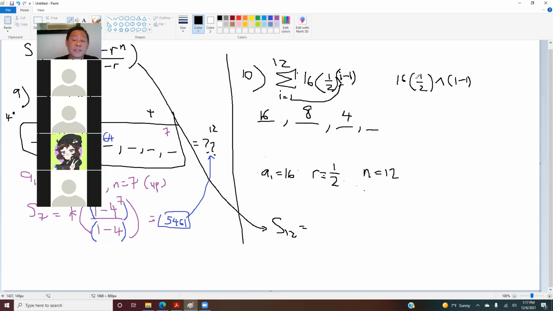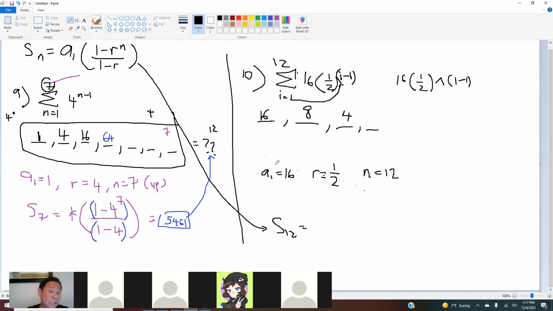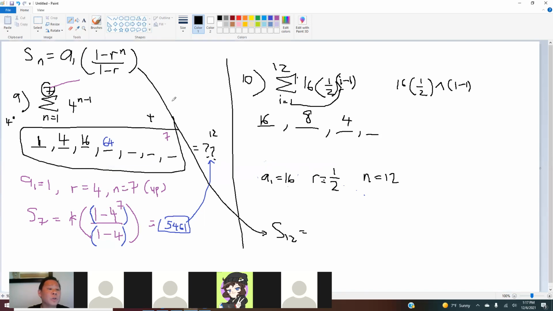Right. So make sure it's 1/2 to the power of 1 minus 1. So now we got all this. So your A1 is 16, not 8. Your R in this case is 1/2. So you will plug this all into this formula. So A1 in this case will be 16, 1 minus R. You can use 0.5 because 1/2 is the same thing as 0.5, to the power of N.